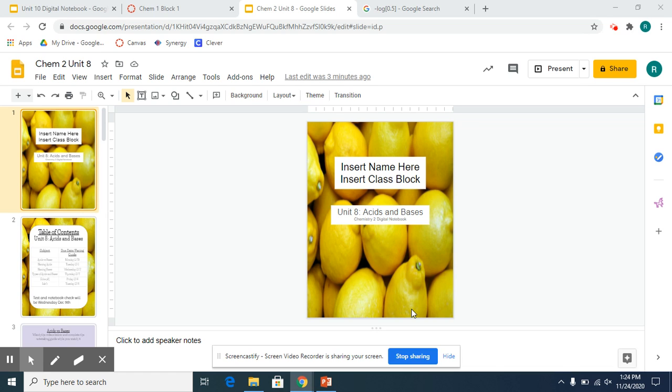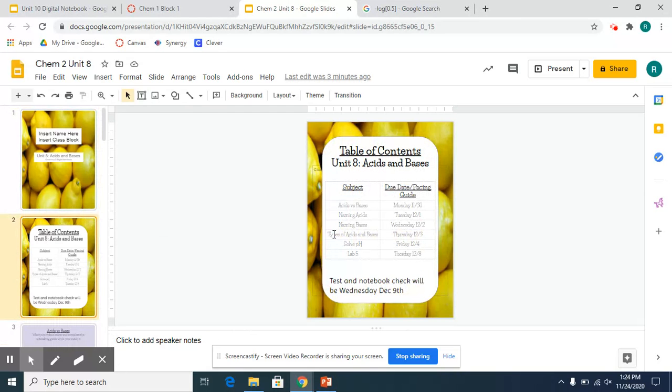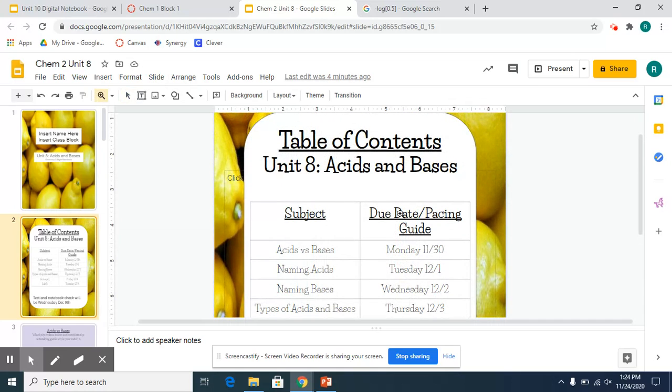Hello everyone. So today we are starting a new unit. It is Unit 8, Acids and Bases. So if we look at our table of contents, zoom in just a little bit. This is what you'll be doing.